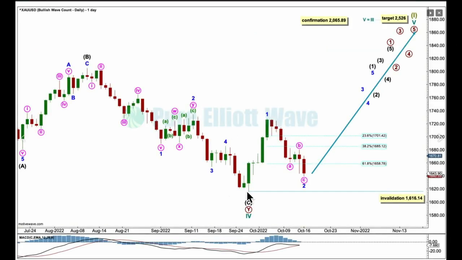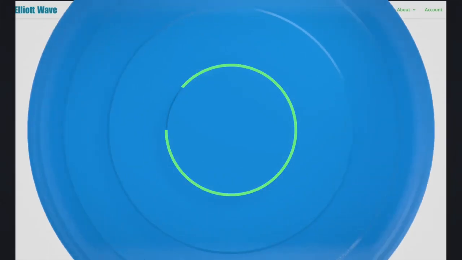At the daily chart level, if cycle 4 is over there, cycle 5 should have begun. I'll label this minor 1 and 2. 2 can't move beyond the start of 1, below 1616.14.